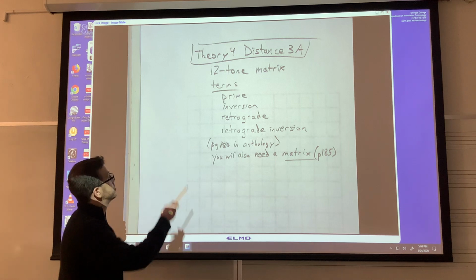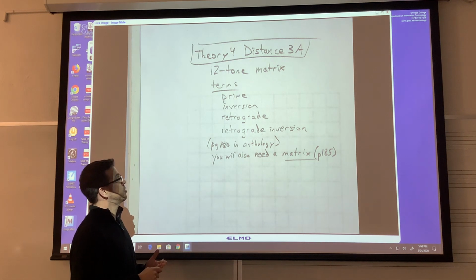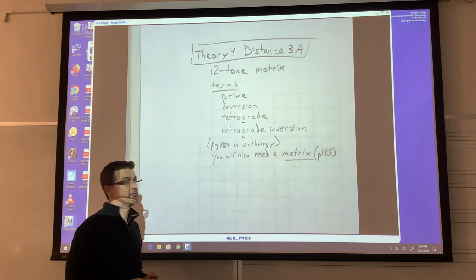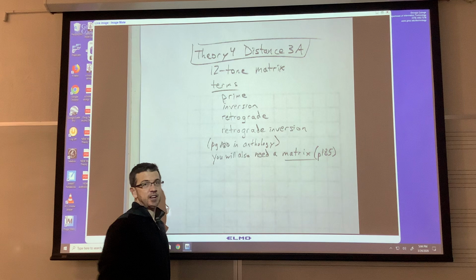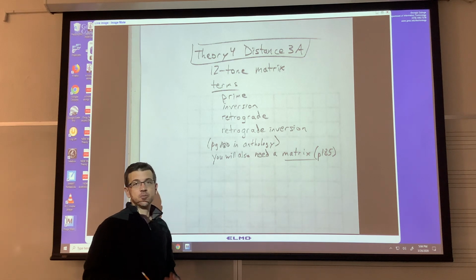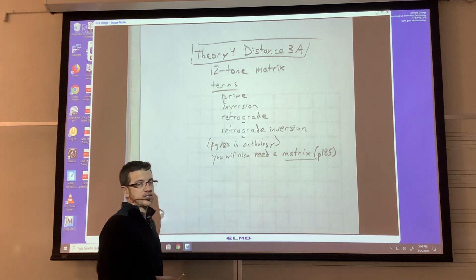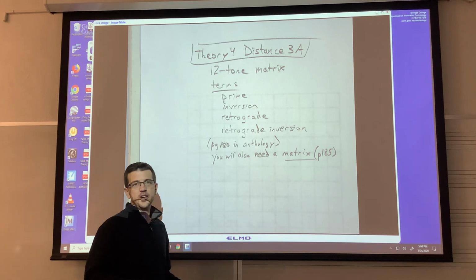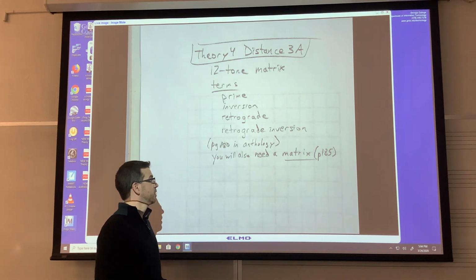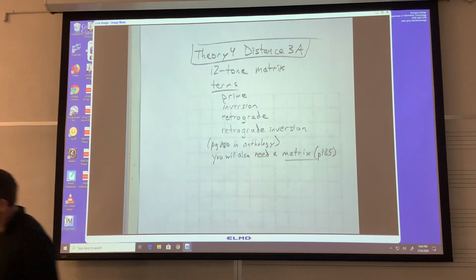So a couple of terms. We're going to be talking about the prime, the inversion, the retrograde, and retrograde inversion. The 12-tone row we're using comes from page 180 in your anthology, the Schoenberg Fourth String Quartet. And you will also need a matrix. There are several of these in your anthology that you can use. I also sent you another PDF if you need to print another one out. And it's on page 185, the one that I'm using.